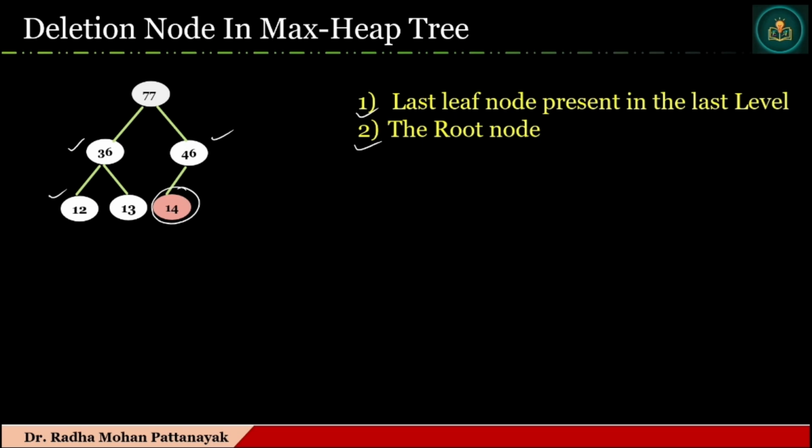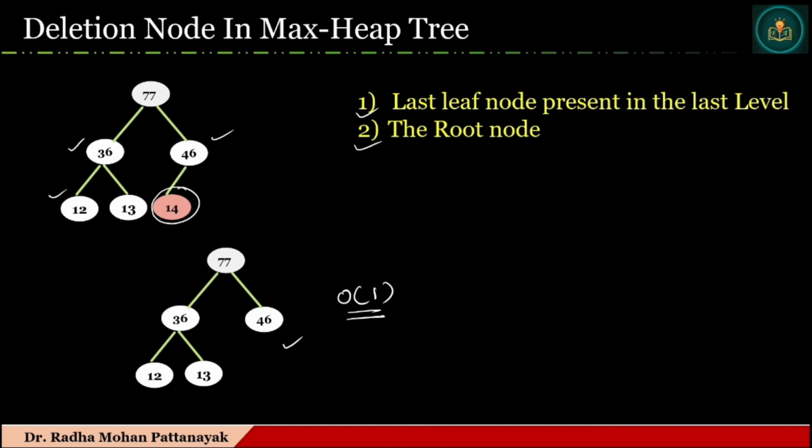Since 14 is the last leaf node, after its deletion, neither the property of the max heap tree nor the concept of a complete binary tree will change. Hence, we can delete the element 14 in order of 1. Clear? Because it does not require any rearrangement. That's why to delete that 14 from the tree, it will take the order of 1 time. Isn't it? So the complexity of this deletion process is big O of 1. And we will consider this as the best case time complexity to delete a node. Why best case? Because it does not require any comparison or any swapping. Hence, it is the best case.